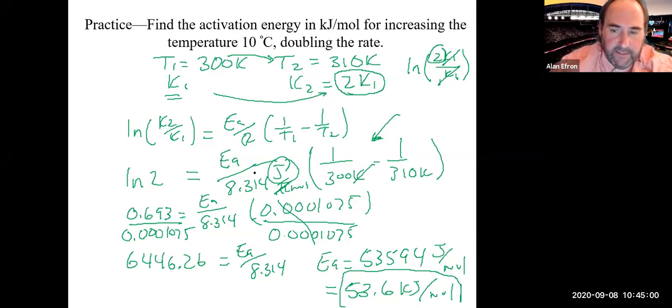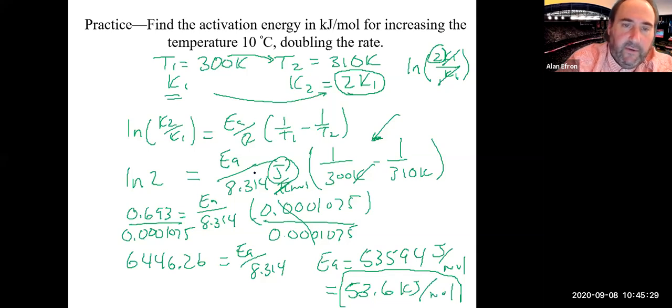And you could have chosen, like I said, any 10-degree difference, as long as you kept it at a normal temperature range. You'll get a slightly different answer if you chose, say, 310 and 320 or something like that. But in that ballpark, you'll get somewhere around this number. Any question on this calculation, where the numbers came from, or why we did any of it?